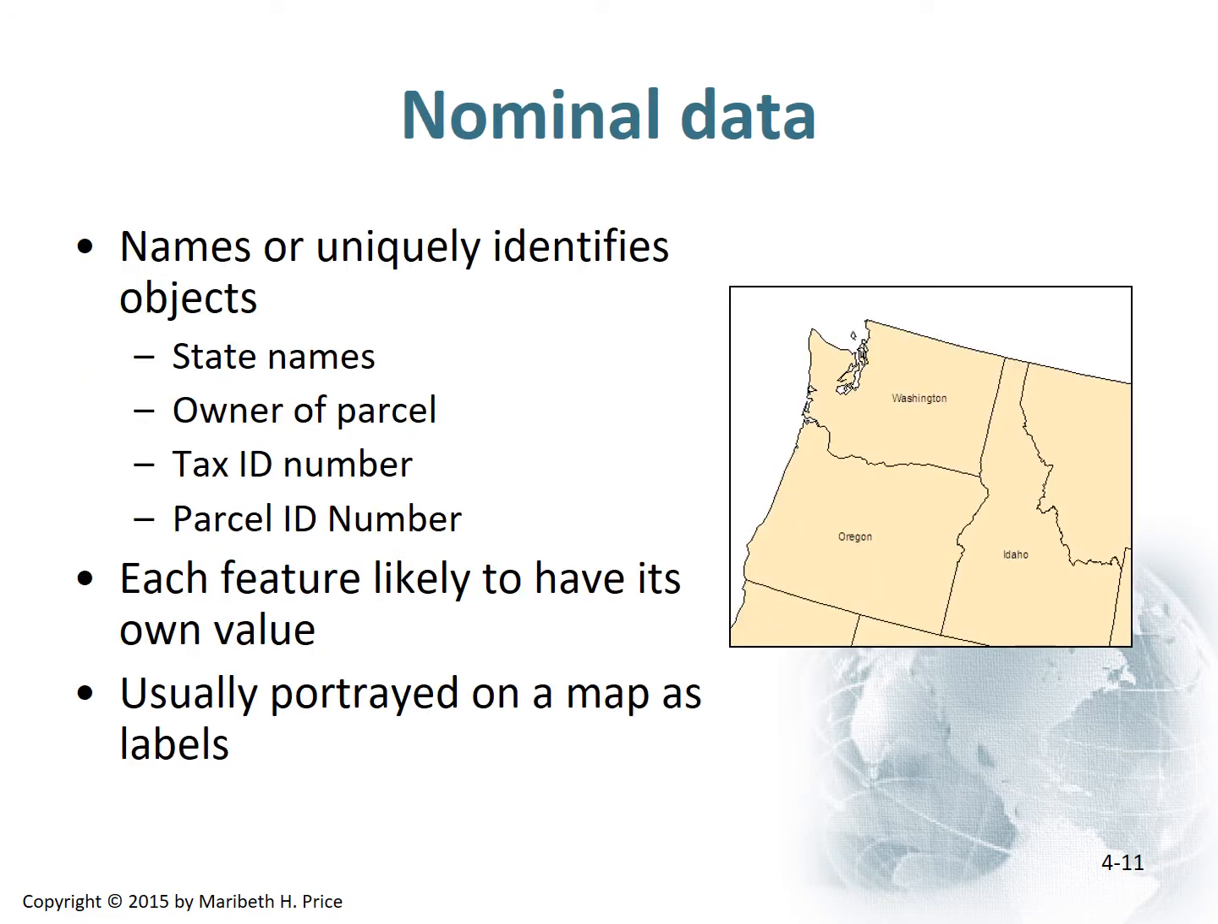So let's talk a little bit about the data. Let's talk about nominal data. These are names or unique identifiers and objects, for example, state names, owners of parcels, tax ID numbers, those sorts of things. In the image to the right, we have all these states. They're all mapped in the same colors, and so we're not trying to differentiate or do anything differently. They're all just the states. But we did identify them by their unique identifier, their name. We just didn't give them any individuality in terms of how they're represented.